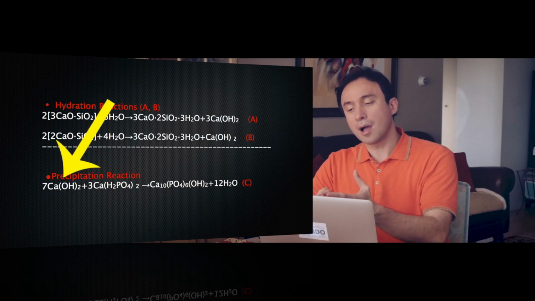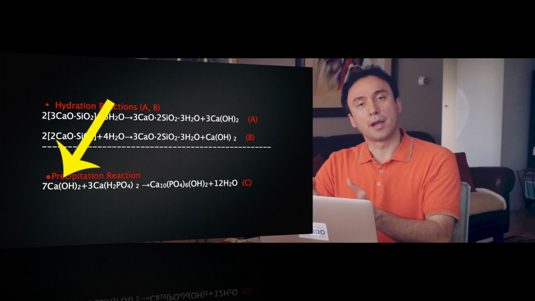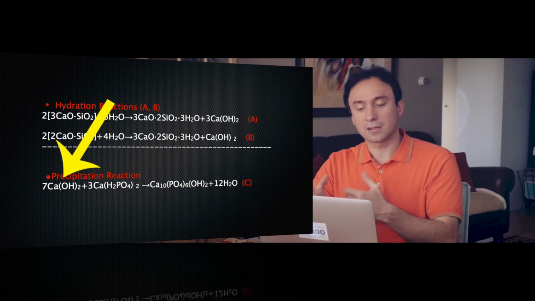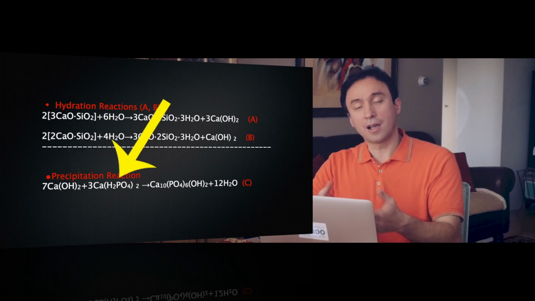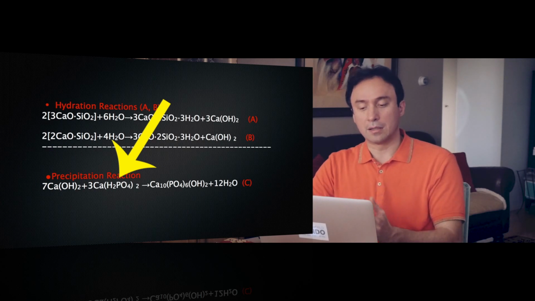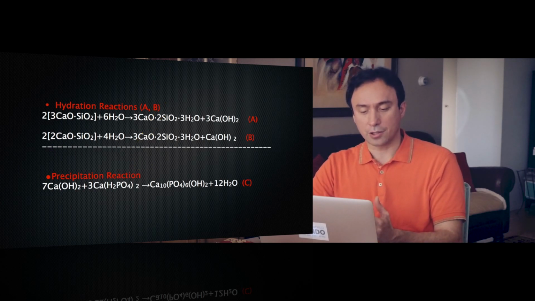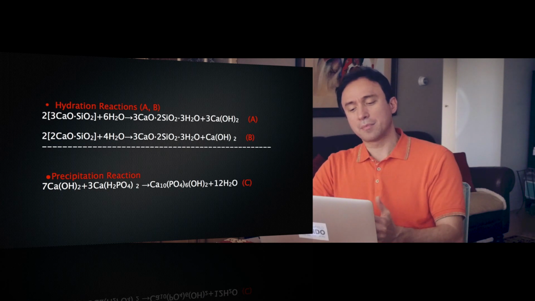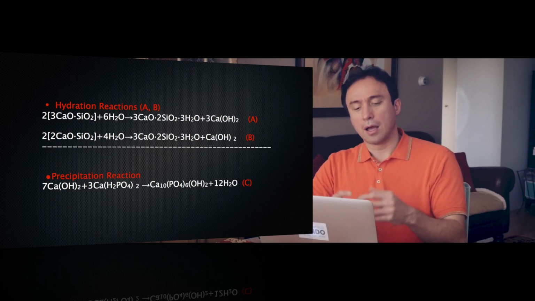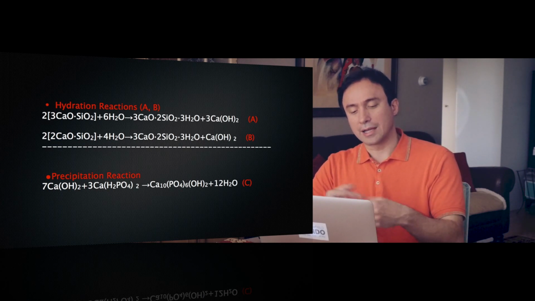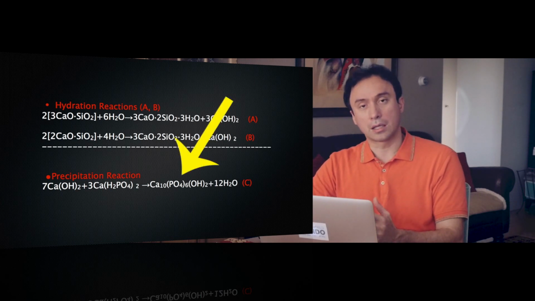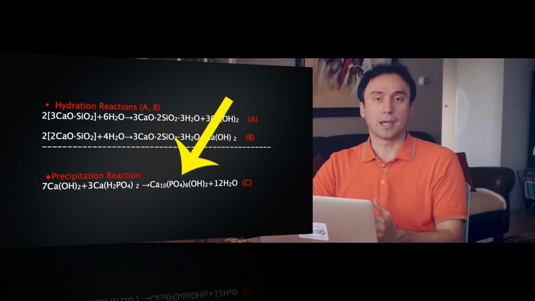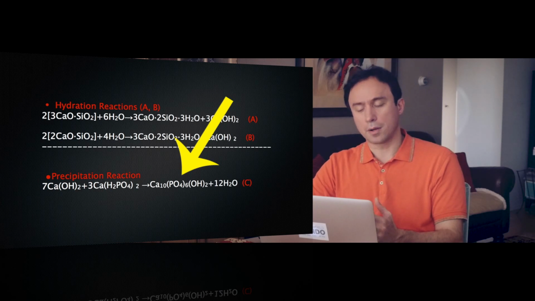So the calcium hydroxide intermediary product of this sealer is then slowly absorbed with the calcium phosphate component of it, as you can see at the bottom in the precipitation reaction. And this precipitation reaction between calcium hydroxide and the calcium phosphate results in the production of a familiar molecule called hydroxyapatite on the lower right, and water.